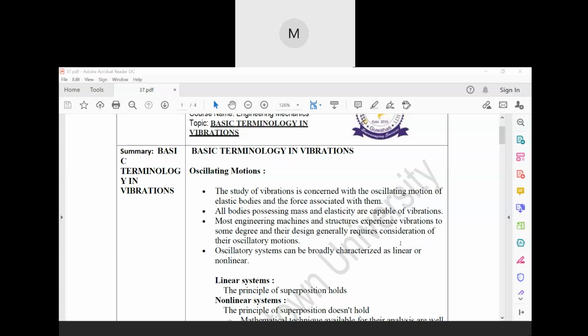So the oscillating motions are those motions which repeat after a certain interval of time. Now most engineering machines that are actually present experience oscillatory motion, or you can say vibrations. The oscillatory systems can be characterized as linear or non-linear systems.